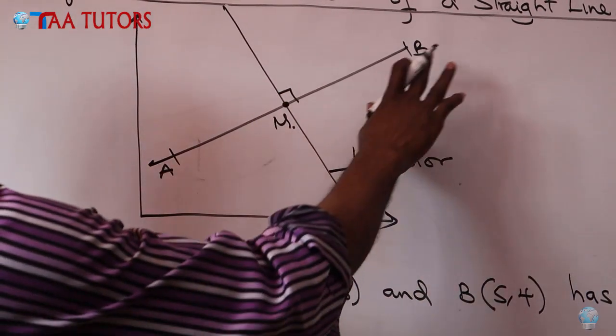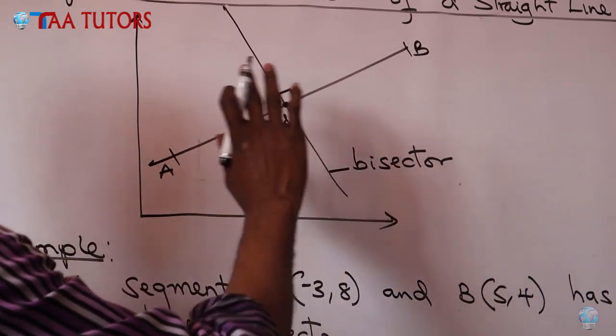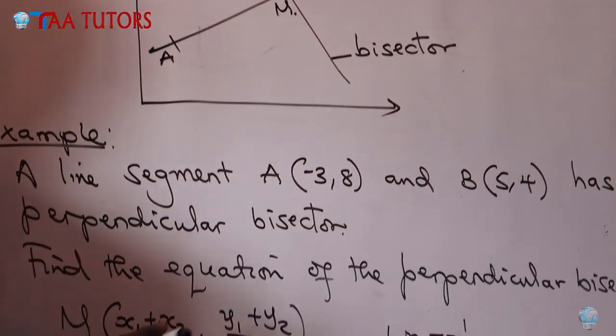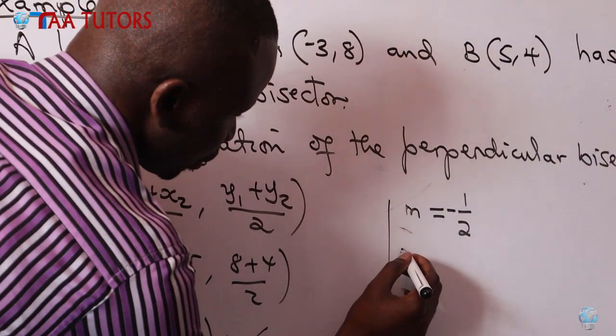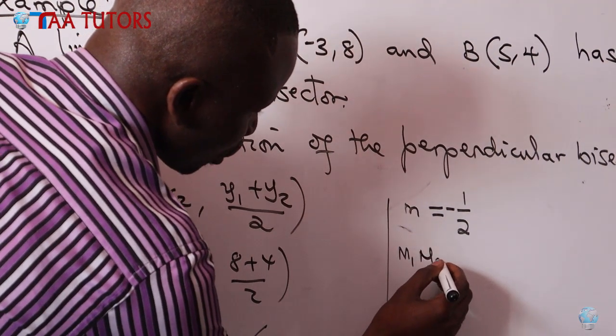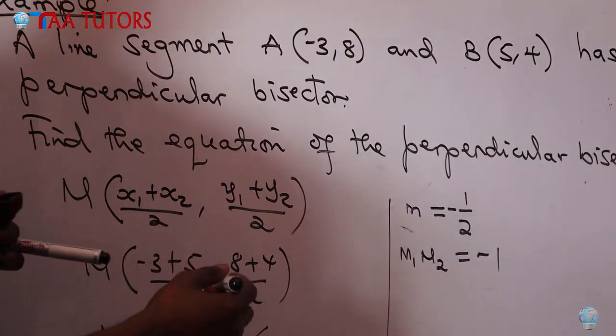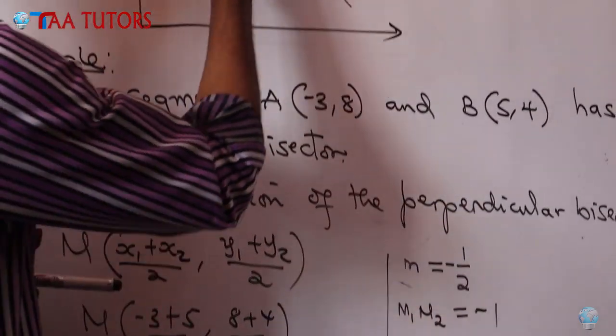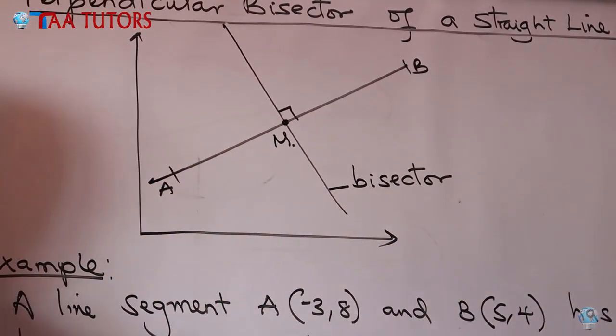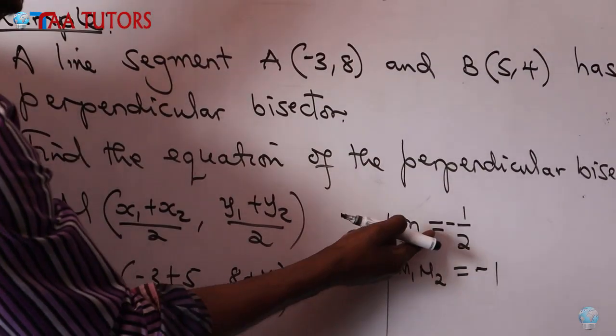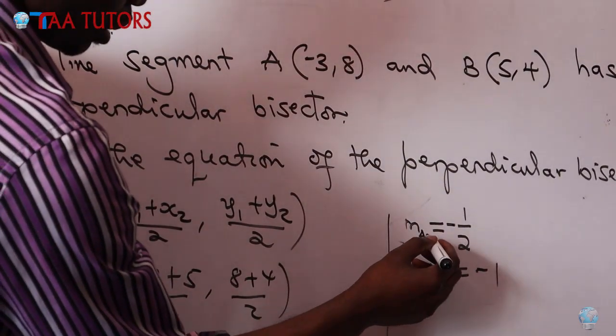The way I've drawn this line shows a positive gradient, but it's just a sketch, so I hope you understand that particular point. Now if we want to get M1 times M2, it will give us -1. So it means that if I take the gradient of AB and the gradient of the bisector, I should get -1, but I have the gradient of AB here.